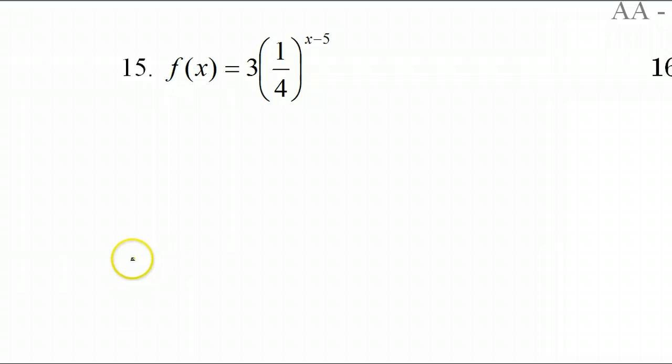Number 15. As soon as we see that there is an a value of 3, I know I'm going to need a 3-column chart. So let us begin, my friends.